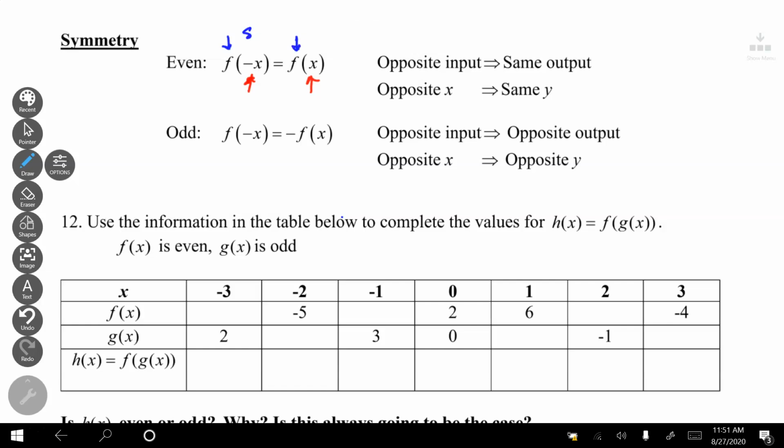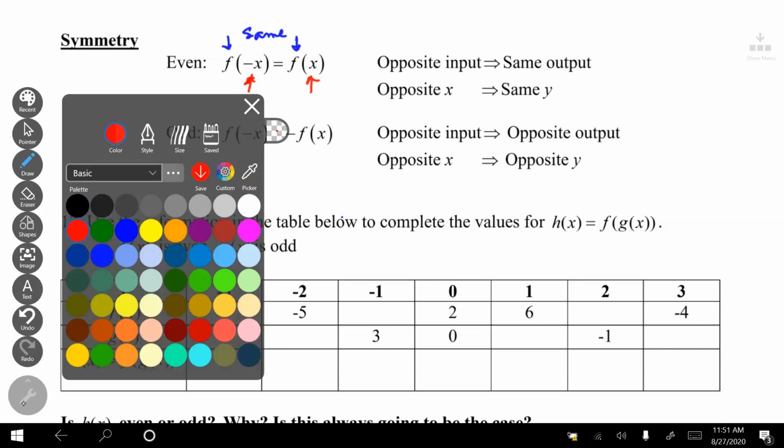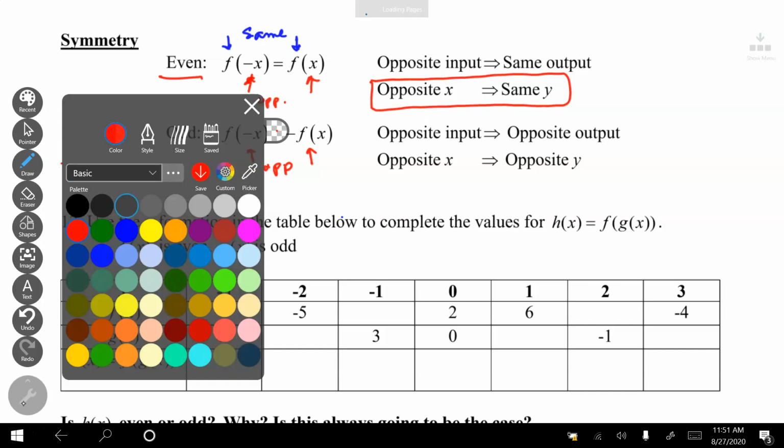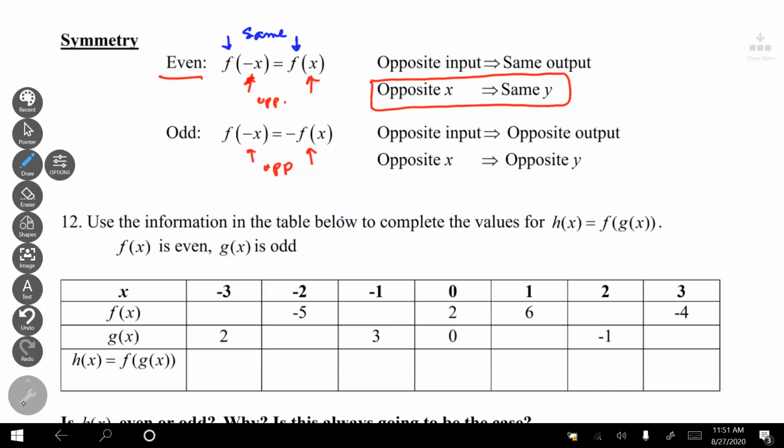these are the same outputs or y values. So these things in red are opposite. These things in red are opposite. So for an even function, I have opposite x's, but I have the same output or y value. And for an odd function, I have opposite x's, but then these are also opposites. Positive f here, negative f here means I have opposite x's and opposite y's. So how do we do this with a table?